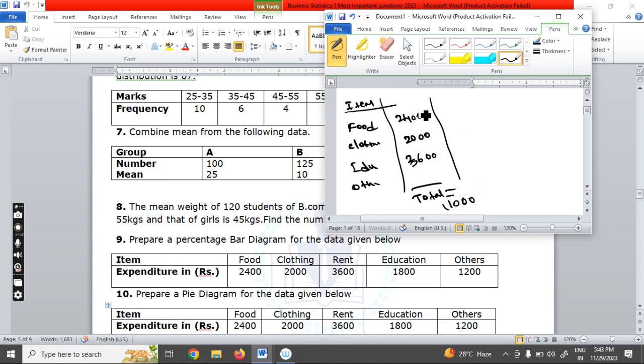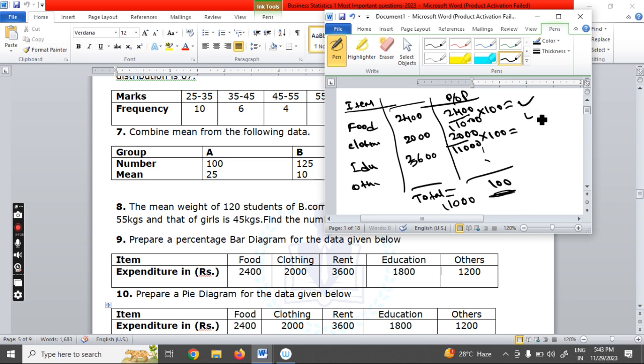Okay, so now after doing the total, you have to calculate the percentage. How to calculate percentage? 2400 divided by 11,000, into 100. Next value is 2000: 2000 divided by 11,000 into 100. Like this you have to calculate all these values. The total should be 100.